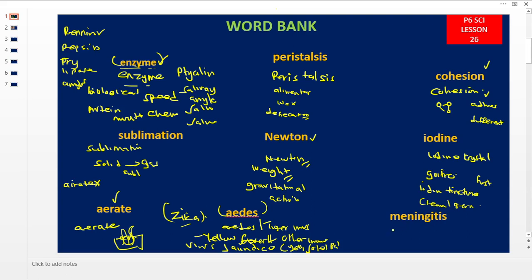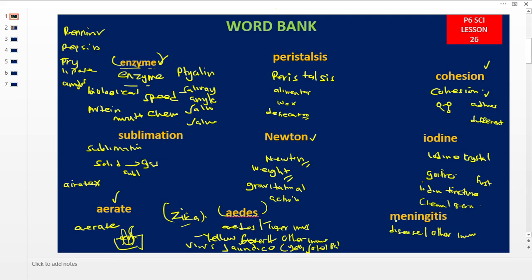And this meningitis is also a disease, and it is now put among the other immunizable diseases. Remember, we have now immunizable diseases. Those ones are the original ones. There were six. Then now we have others, like COVID-19, using the COVAX, Johnson & Johnson, AstraZeneca, Pfizer, and so on.